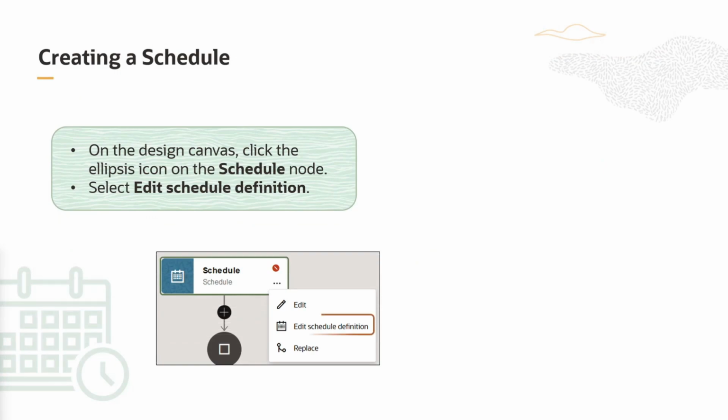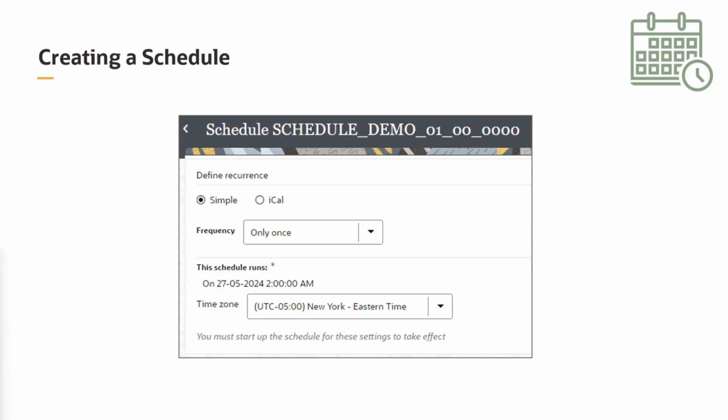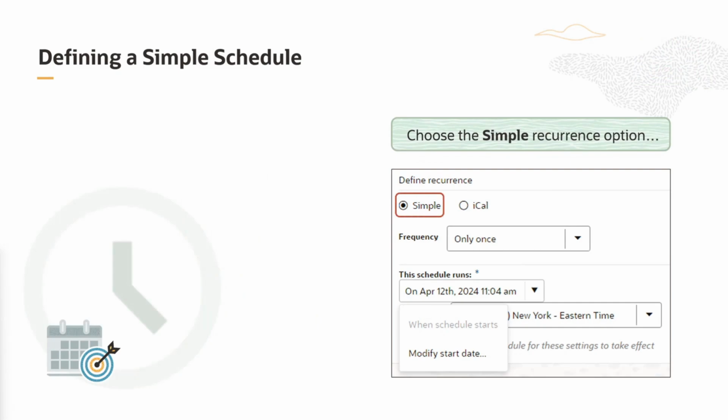As you're designing the integration, even before it's configured and activated, you can click here to edit the schedule, or you can wait until later, even after it is activated, to add and define a schedule for the integration. When you do, the scheduler page is displayed where you have two options.